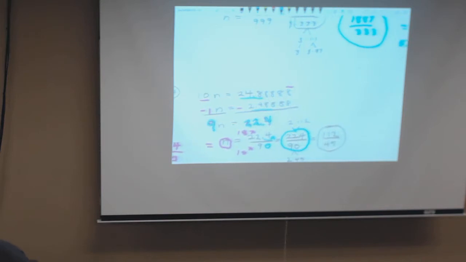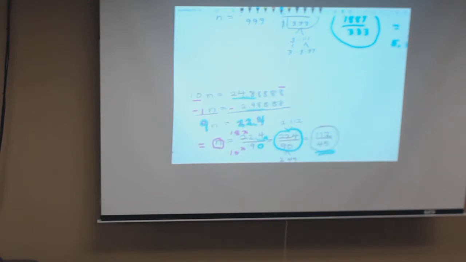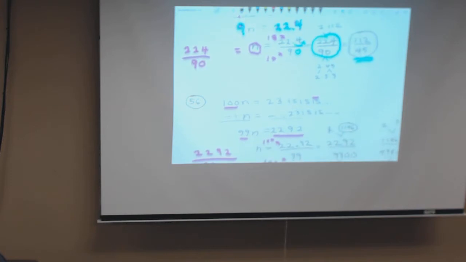So once you've done a few of these, he just kind of messes with you a little bit, but you're following the same technique over and over again. And then that reduces down to 112 over 45. Number 56.